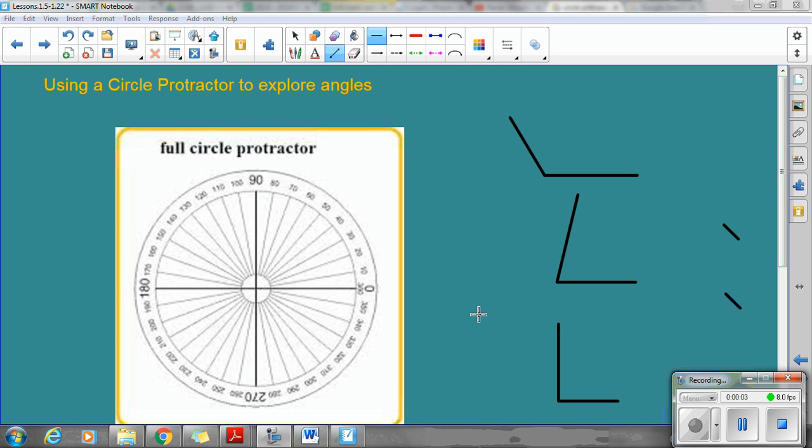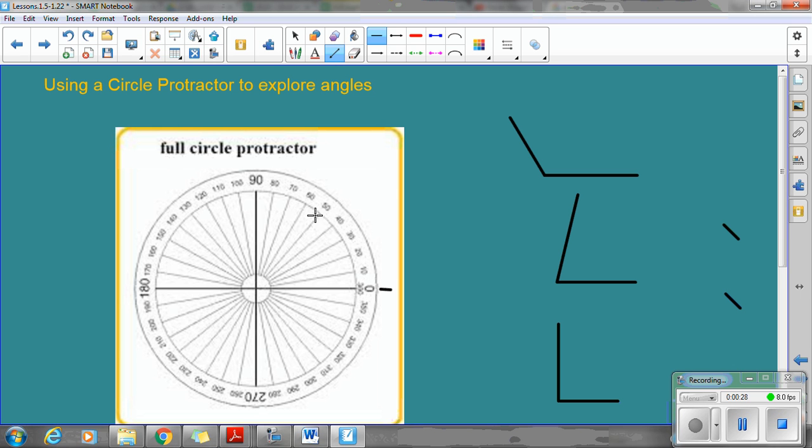Using a circle protractor to explore angles. Right here I have a full circle protractor. These are used to help determine what degree of angle you have when you have an angle. So when you look at that, there's numbers all the way around. It starts at 0, which is right here, and it goes all the way around the circle.